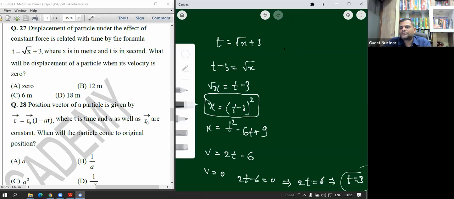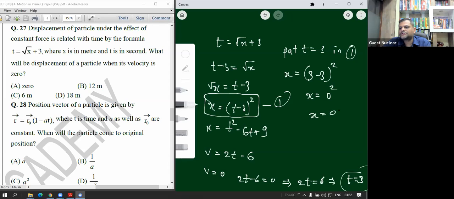So put this t equal to 3 here in equation number 1. This is suppose equation number 1. So we get that x is equal to 3 minus 3 the whole square, which is actually x is equal to 0 the whole square, that means x equal to 0. So the displacement is going to be 0 when the velocity of the particle is going to be 0.